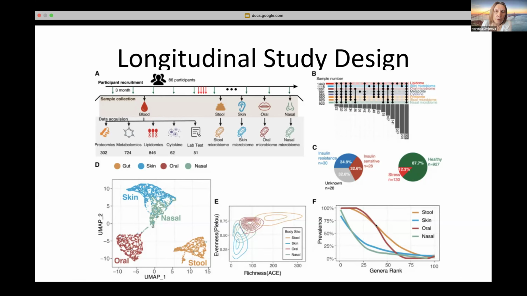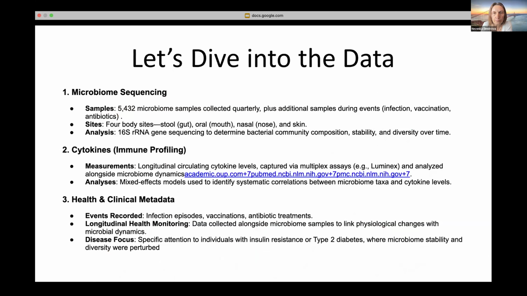And also, I think the next two panels are just showing the richness and the evenness of the presence of different microorganisms across these body sites, as well as how the prevalence varies and the general rank of the presence of these microorganisms.